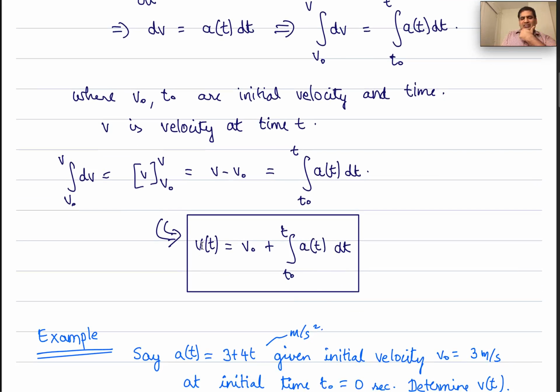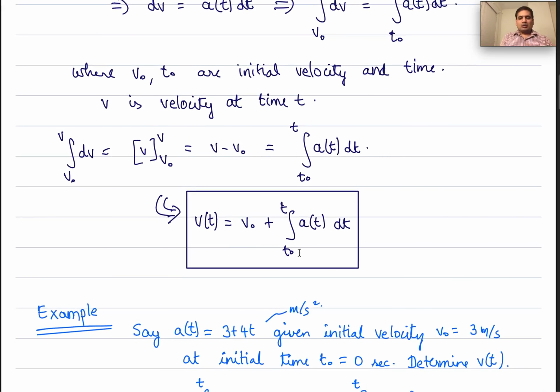What does this equation say? It says that the velocity at time t equals the initial velocity plus the integral of the acceleration over some time period t, okay? So that's what this equation represents. Final velocity equals initial velocity plus integral of acceleration, or current velocity equals initial velocity plus integral of acceleration until the current time.